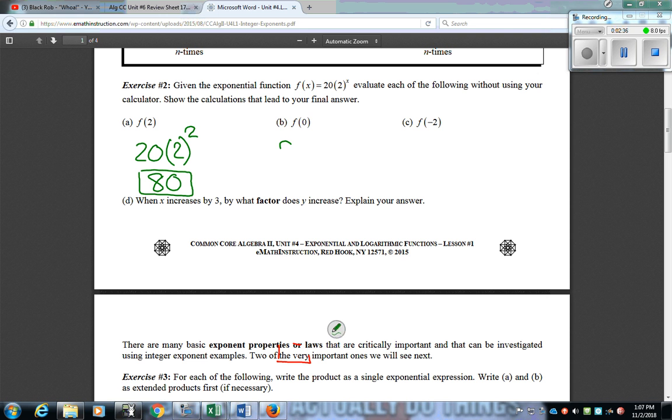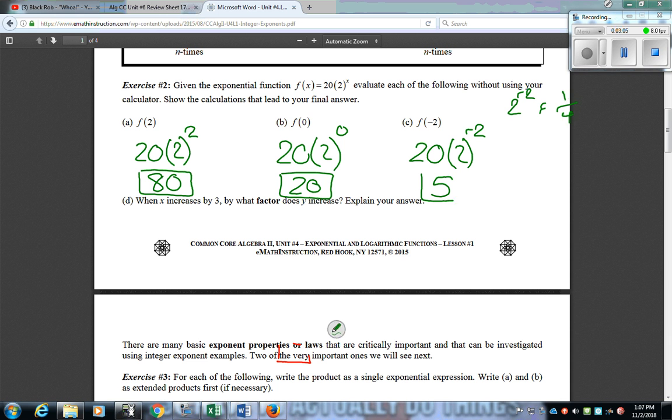For 0, again, it's just 20 times 2 to the 0 power. And 2 to the 0 power is 1. So 20 times 1 would just be 20. And then for negative 2, we'd have 20 times 2 in the parentheses to the negative 2 power. And again, this is going to be a fraction. So 2 to the negative 2 power is going to be 1 over 4. So it's 20 times 1/4, which would be 5.